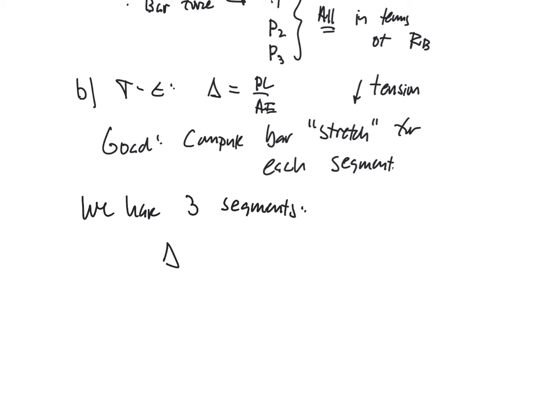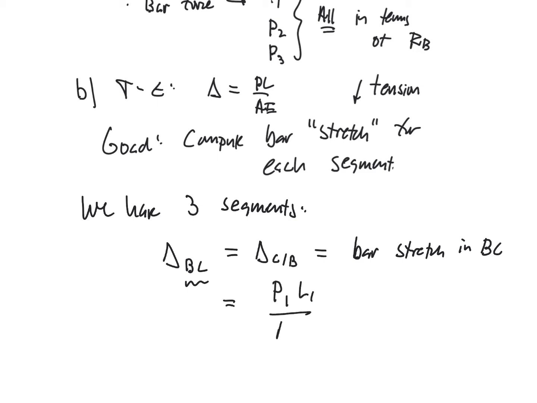The first is we would write the delta of B to C. That means how much is bar BC stretching? In this case, that also happens to be equal to the delta of C relative to B, and B is not moving, but I think it's okay if you just use these two subscripts. So this is the bar stretch in the first segment, BC. And what is that? It's going to be the force in bar segment 1 times the length divided by its area and its modulus of elasticity.